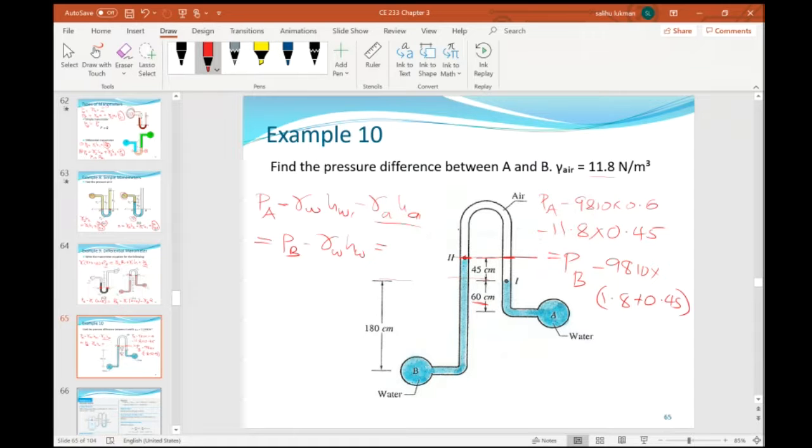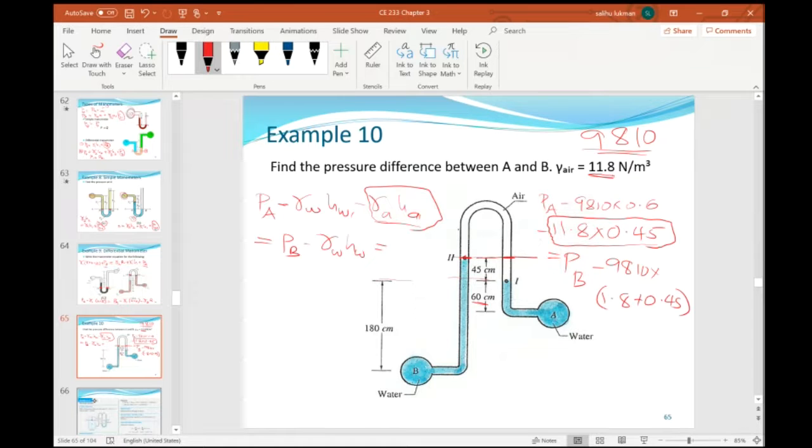Don't forget, we normally neglect the pressure due to the air column, okay? So if we so wish, we can neglect this term, which is the pressure due to the air column, which is very small. You can see the unit weight of air is 11.8. That of water is 9,810, way, way higher than that of air. So that's why it is mathematically accurate to neglect the pressure due to the air column, okay?